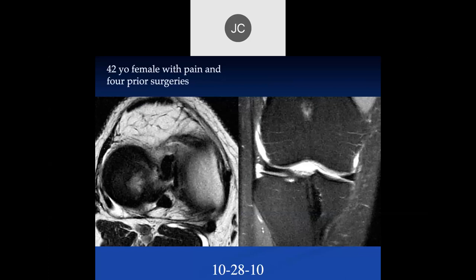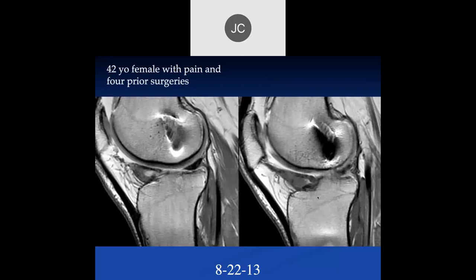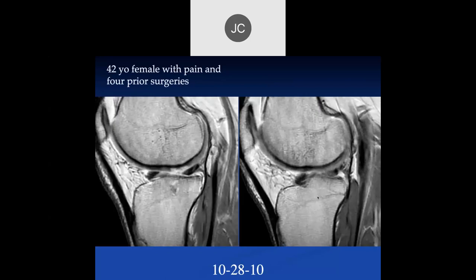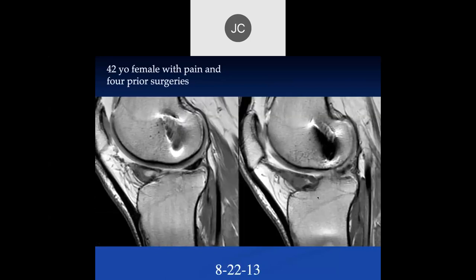So we see probably have an anterior cruciate ligament graft with interference screw here in the tibia. Okay. And then now the patient, let's see, this was 2010. Now the patient comes back in 2013. What do you see now?